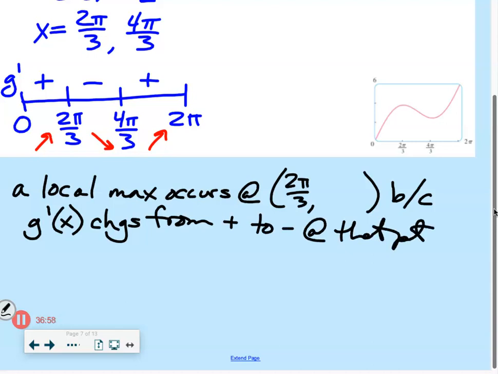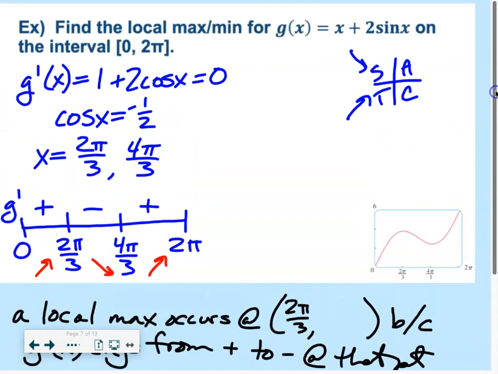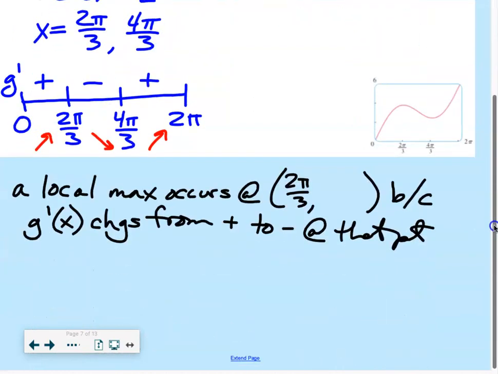All right, so we need the y value. Where do I plug in to find the y value? Original function. So I plug 2 pi thirds into here. I get 2 pi thirds plus 2 times the sine of 2 pi thirds. Well, the sine of 2 pi thirds is positive root 3 over 2, times 2 is just root 3. So I get 2 pi thirds plus root 3. It is what it is, right? So all numbers are beautiful. 2 pi thirds plus root 3.